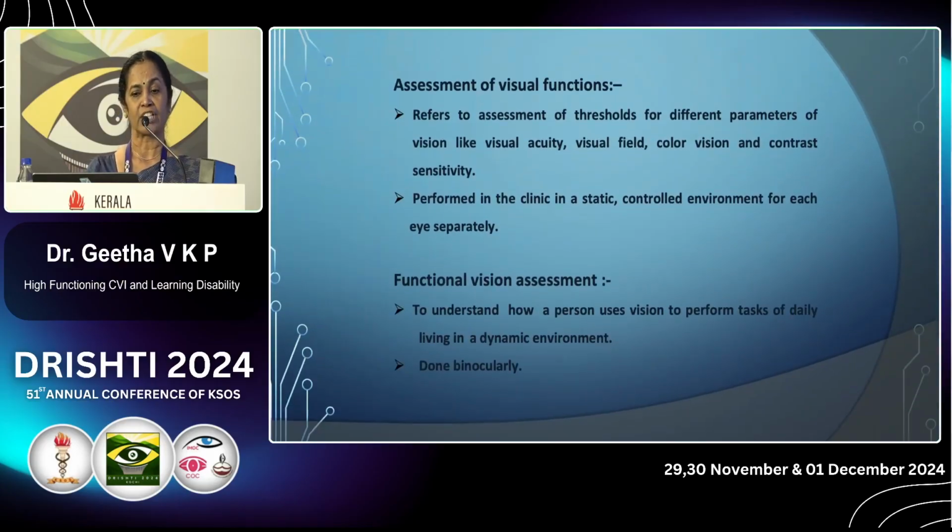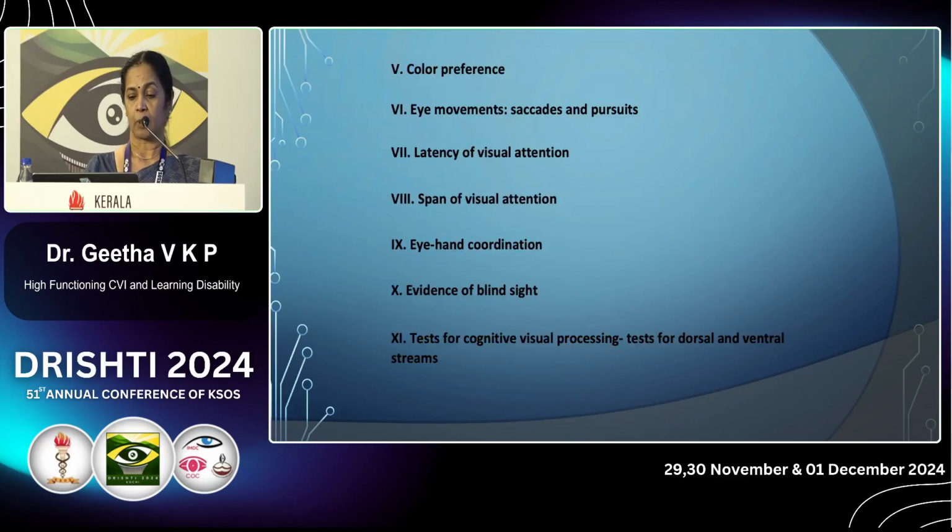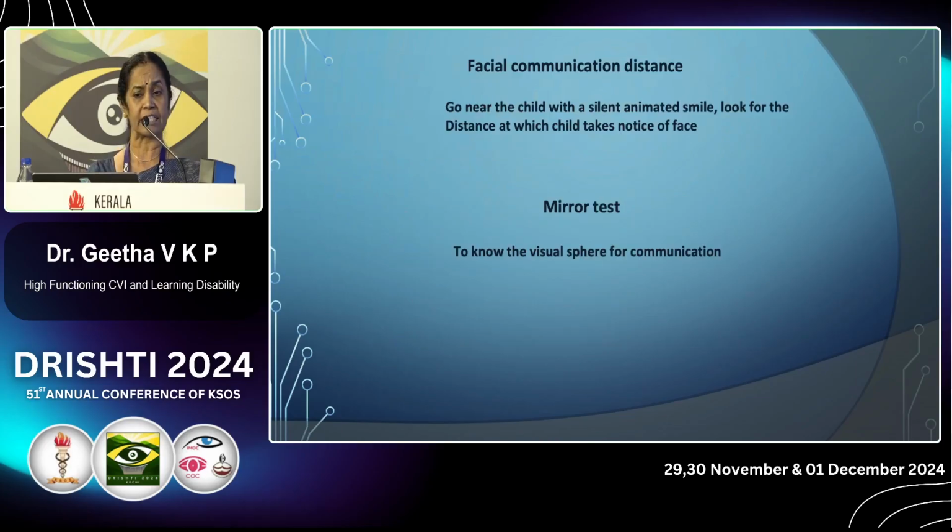Then functional vision assessment. That is to understand how a person uses vision to perform tasks of daily living in a dynamic environment, which is done binocularly. So this is the protocol we follow for functional vision assessment. Facial communication distance: you can use the mirror test also to know the visual sphere of communication, or go near the child with a silent smile.